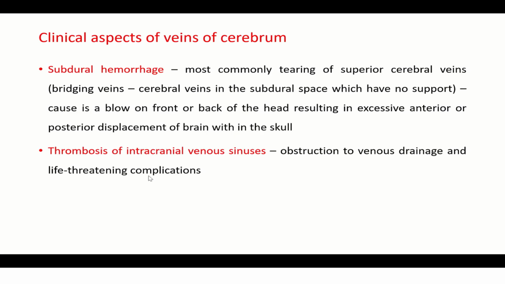Now the clinical aspects in relation to the venous drainage of the cerebrum. The most common lesion caused by venous rupture is a subdural hemorrhage, most commonly from tearing of the superior cerebral veins. These are also called bridging veins. These are the cerebral veins in the subdural space which have no support. The cause is a blow on the front or back of the head, resulting in excessive anterior-posterior displacement of the brain within the skull, which tears the superior cerebral veins, resulting in subdural hemorrhage.